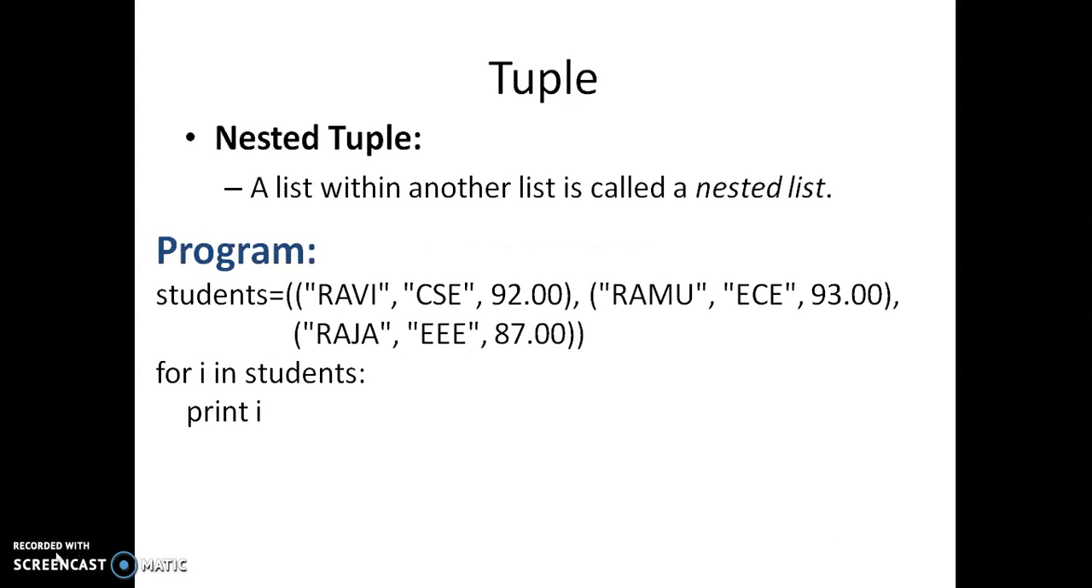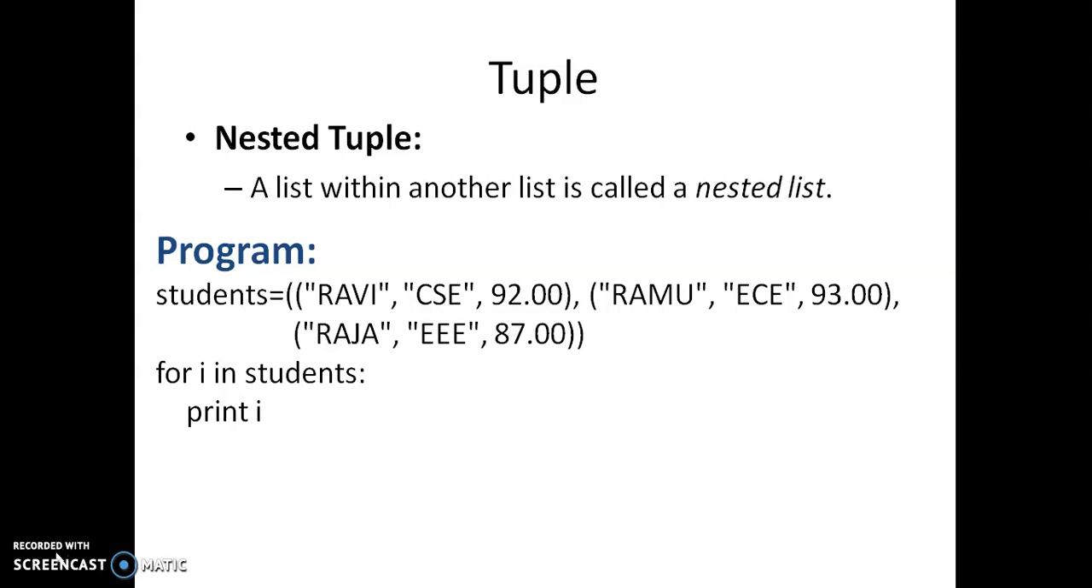Nested tuple. You can create one tuple in another tuple. So here we are creating a number of students' data as a tuple. Each element in this tuple is another tuple. So students of, first student data as one tuple, that is Ravi CSE 92, and second student data as another tuple, Ramu ECE and 93, and third student data as another tuple.